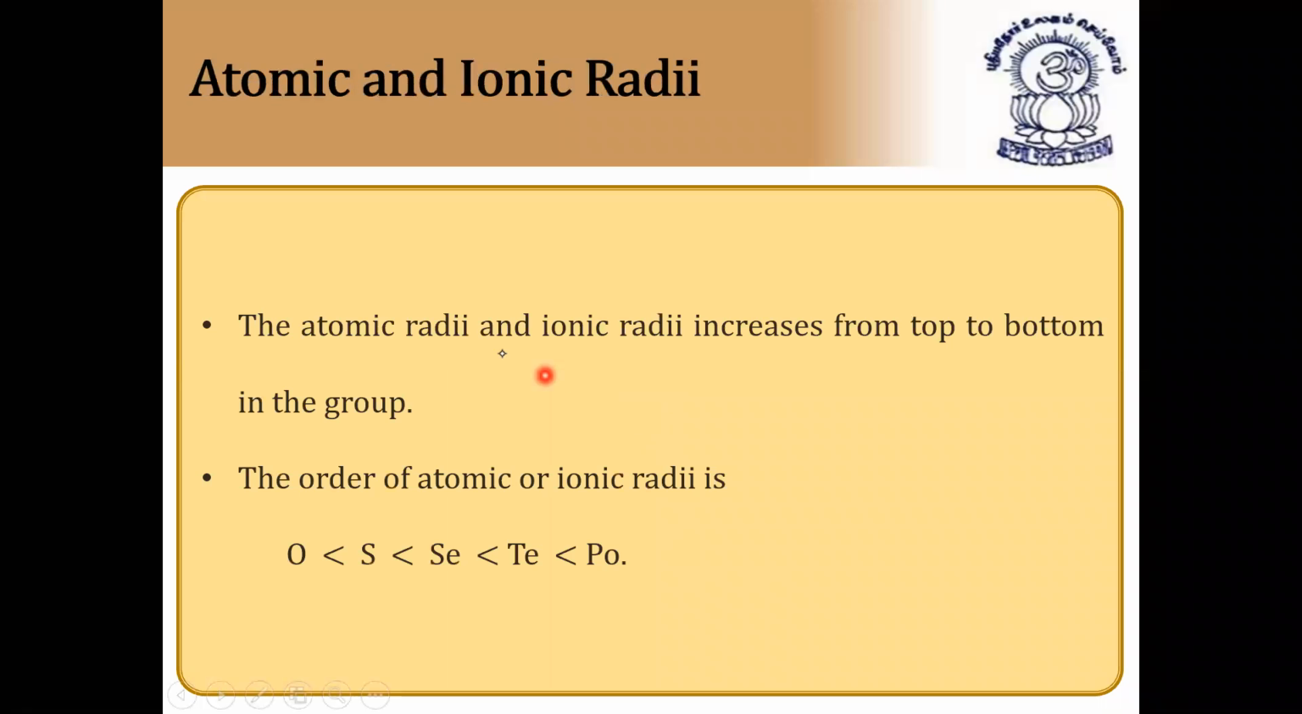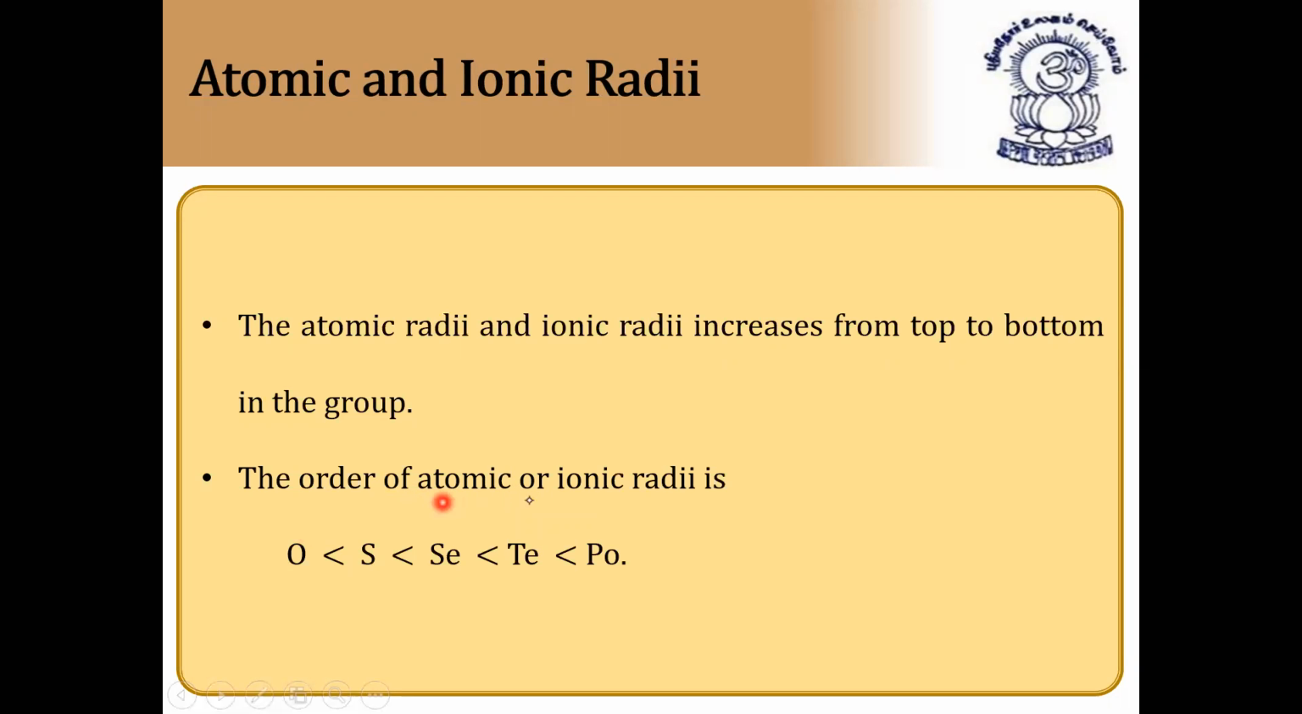Next, atomic and ionization enthalpy. Atomic and ionic radius: the atomic radii and ionic radii increase from top to bottom in the group because the atomic size increases. As the atomic number increases, atomic size increases, so the atomic radii as well as ionic radii also increase from top to bottom in the group.